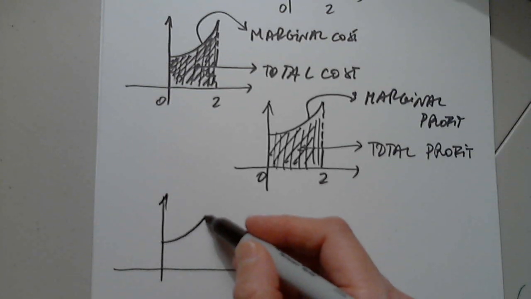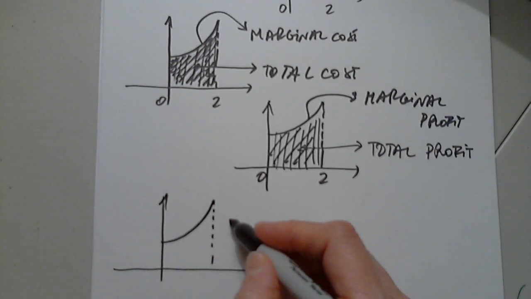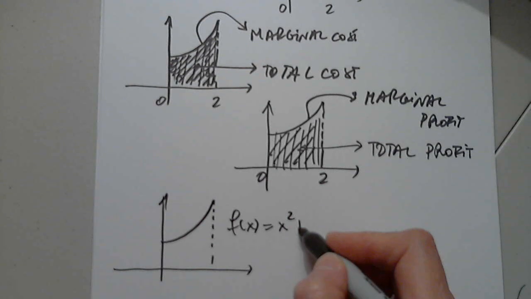So I'm back to the same example. I'm back to the same function, f of x equals x squared plus 1.